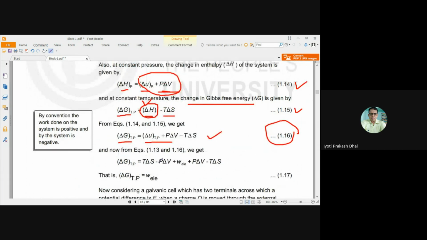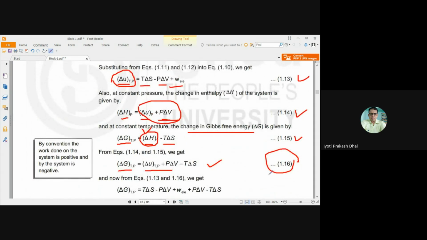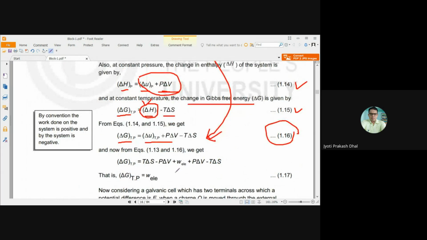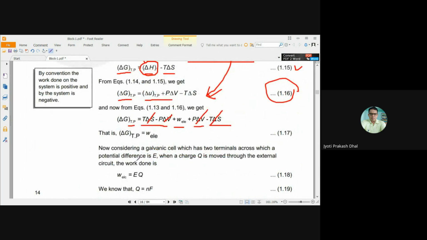Now from equation 1.13 and equation 1.16, if you compare both the equations, we can write ΔG at constant temperature and pressure equals TΔS minus PΔV plus W electrical plus PΔV minus TΔS. So PΔV will cancel, TΔS will cancel. So ΔG at constant temperature and pressure is only the electrical work.